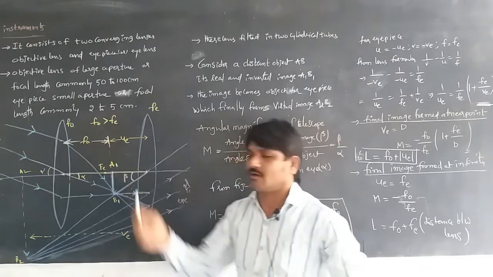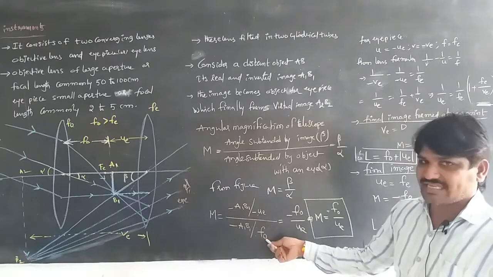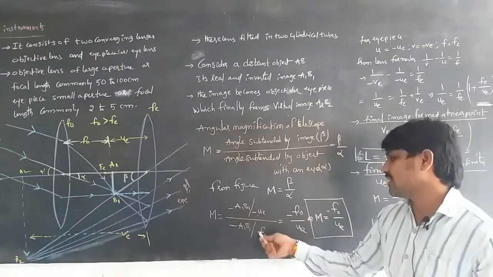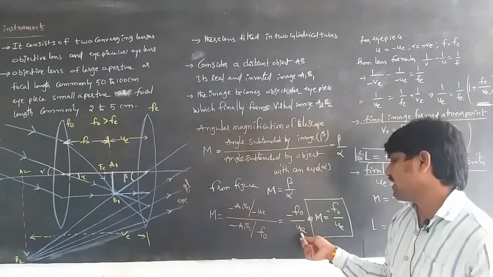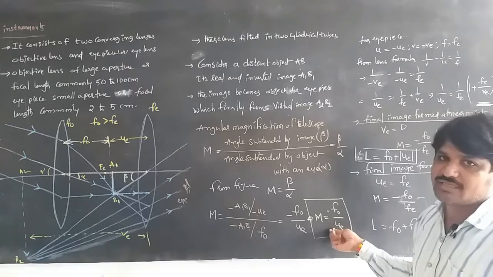So that's why F0 means the focal length of the objective. Then minus F0 by UE; by cancelling both, we get minus F0 by UE. That will be the equation for the angular magnification for the lens.